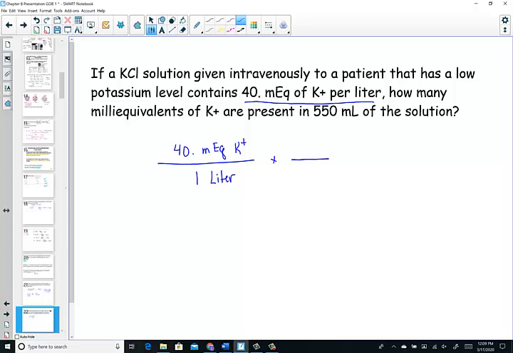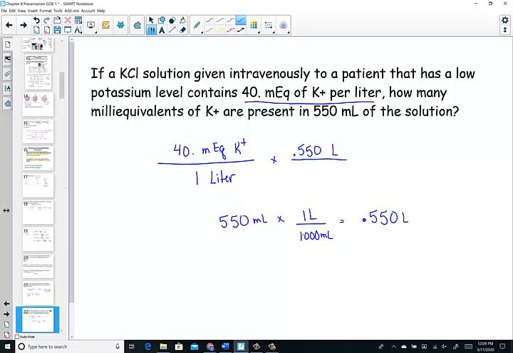Well, to get the liters to cancel, I have to have liters that I multiply by. So we're just emphasizing that I need like units. 1 liter is equivalent to 1,000 milliliters. So we're simply sliding the decimal place 3 spots to the left to convert milli into a liter. And this problem then is very similar to the previous problem.